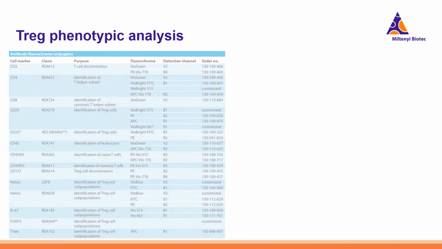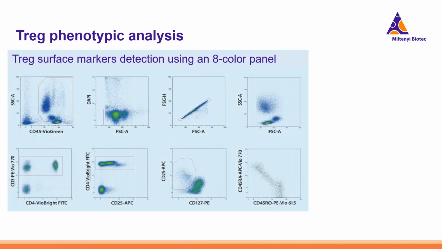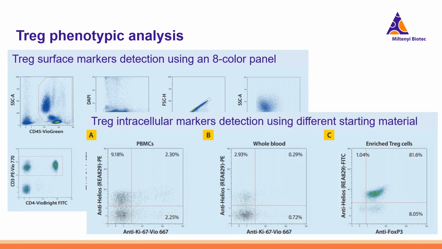And here I put two examples. For example, in this 8-color panel, we detected Treg surface markers. And in the other example, I showed you the staining of the intracellular markers, which is really challenging, but we have good antibodies and also buffers to help you stain your intracellular markers and analyze your Tregs with the surface markers and also intracellular markers.